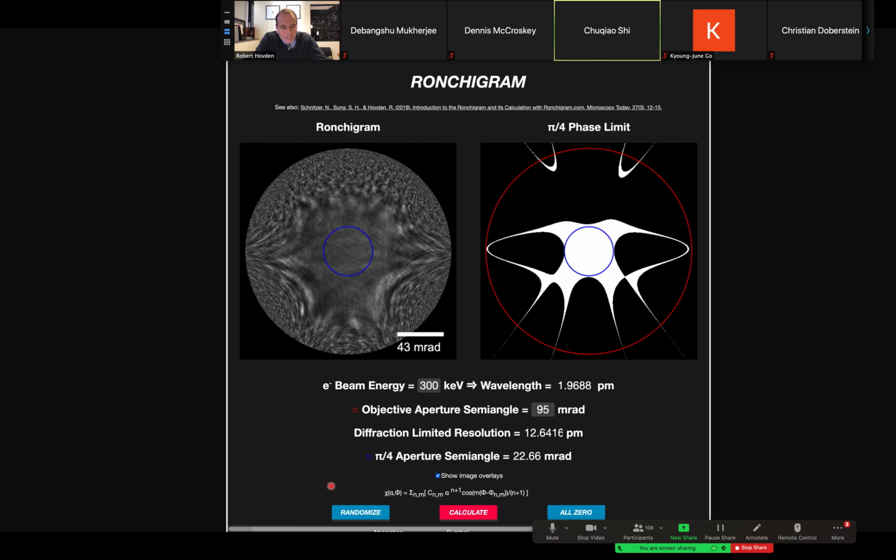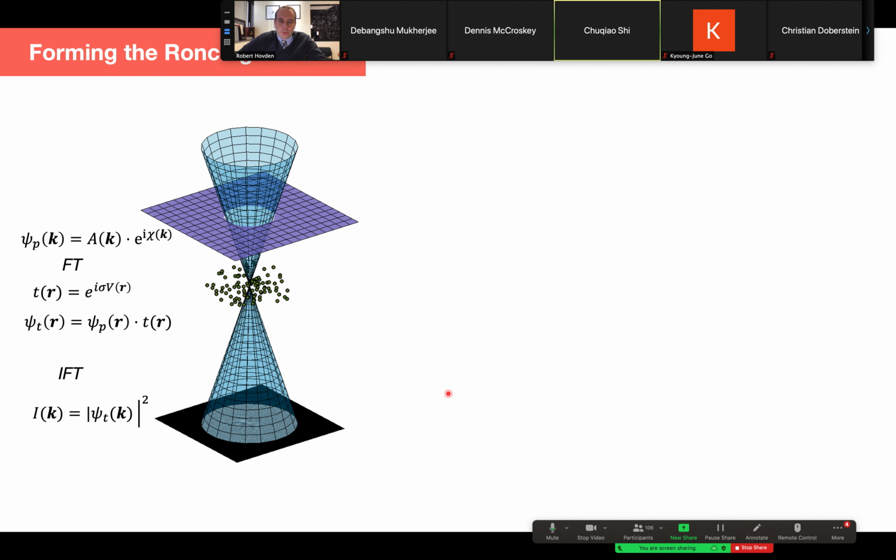But down below, if you scroll down to the website, you can specify any aberration you want on the Ronchigram, and you can see how those aberrations affect the structure and shape of the Ronchigrams. I often just use the website to quickly get an estimate of the diffraction limited resolution or the wavelength of an electron. So it's a useful website for beginners, but I think even advanced electron microscopists will find it useful.